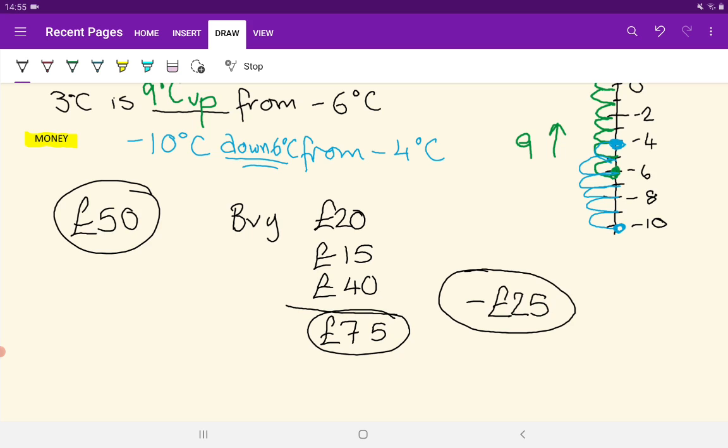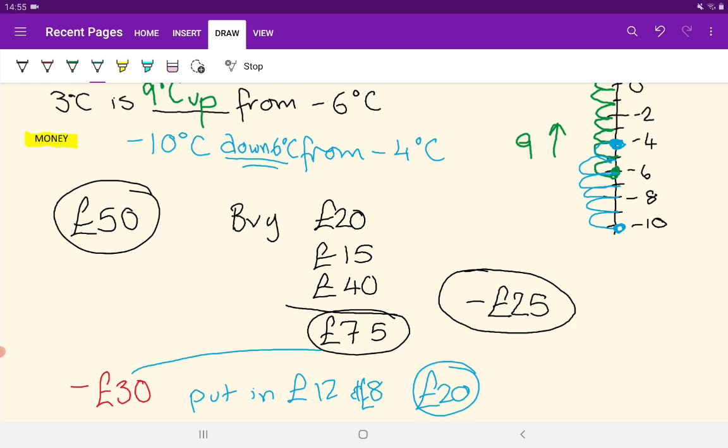Okay, so another idea was, what if my bank balance was -£30, but then I put money into my bank account. So if I put in £12 and I put in £8, then I'm putting in £20 altogether. So I'm going from -30, but I'm adding in £20. So instead of owing them £30, I'm now only going to owe them £10 because I've made up £20 worth.